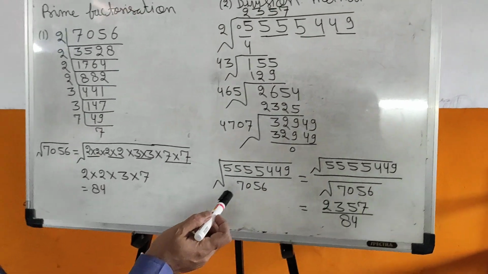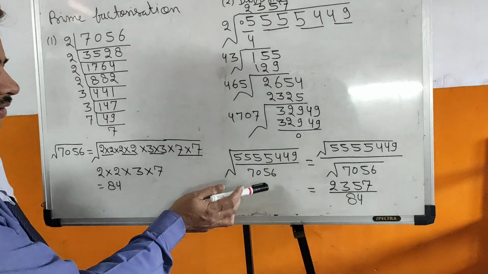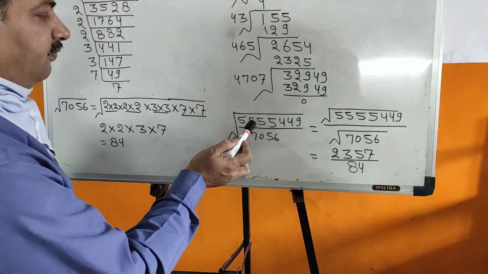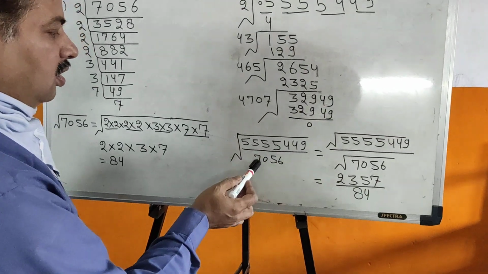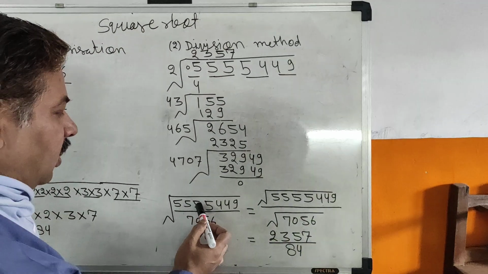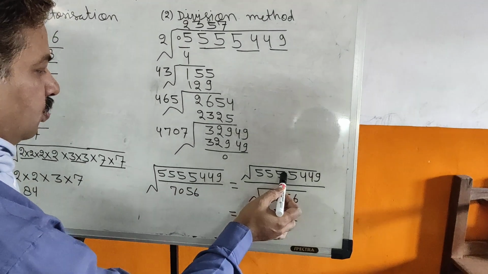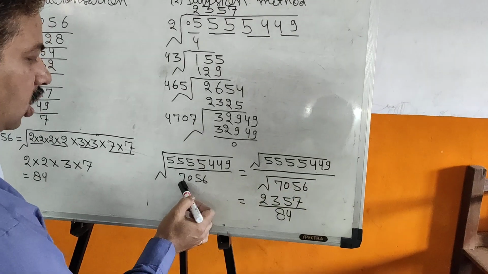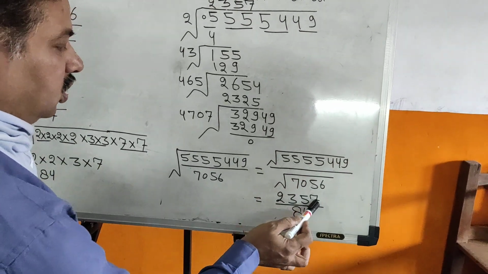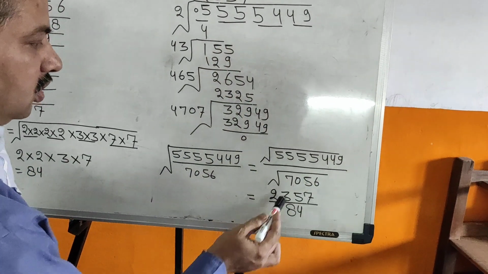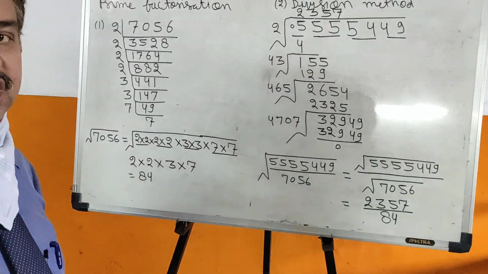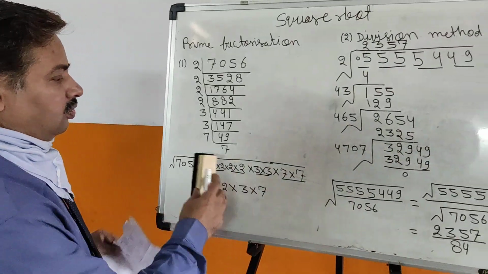Now suppose we have to find the square root of a fraction. For example, we have to find the square root of 5555449 upon 7056. So we will find the square root of the numerator, that is this number which is in the numerator, and upon the square root of 7056. So this is 2357, that we have seen just before, and the square root of 7056 is 84. That we will write there. In this way we will find the square root of a fraction.